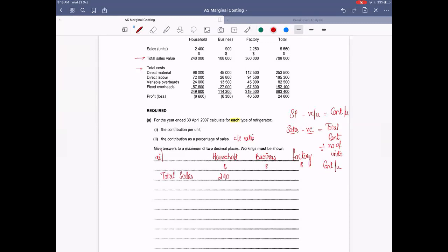Total sales are 240,000, 108,000, and 360,000. And I'll just subtract total variable cost. I think material is a variable cost, labor is again a variable cost, and variable overheads are a variable cost. So we won't be including fixed overheads in this. For household, please add 96, 72 and 24. What would be the addition of all these three? Okay, so this is 192,000.